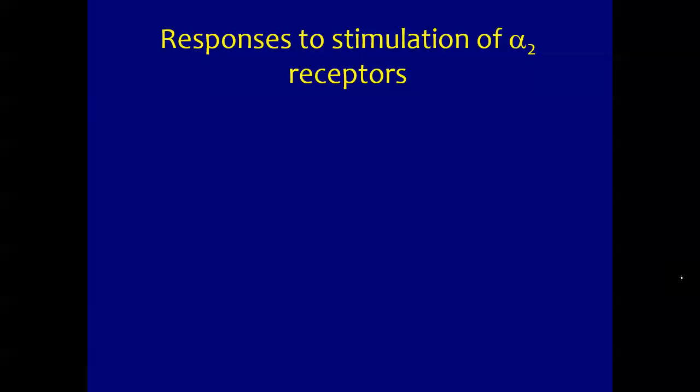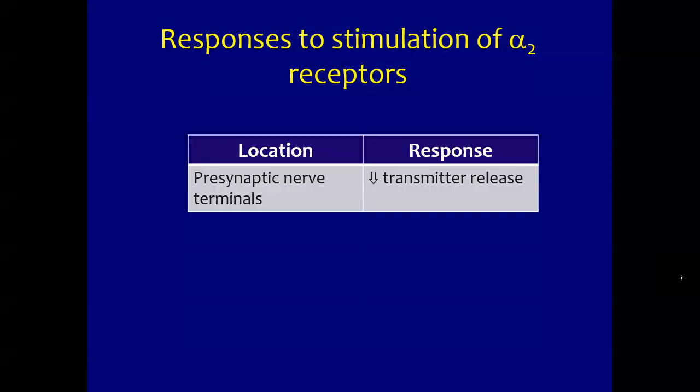Alpha 2, this is a very interesting story. Alpha 2 are just like a brake. They are present on the presynaptic nerve terminals and they decrease transmitter release. What is the signaling mechanism? What is the G protein for alpha 2? Gi, meaning decrease in cyclic AMP. Can I draw a figure? Yes, I can draw it.